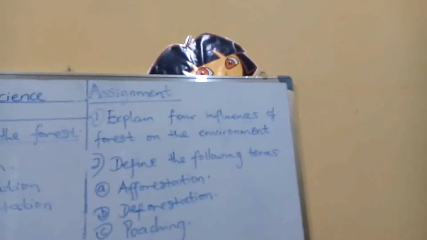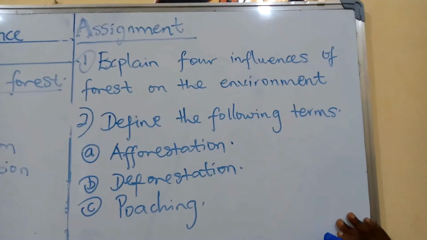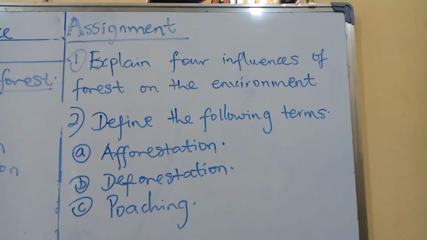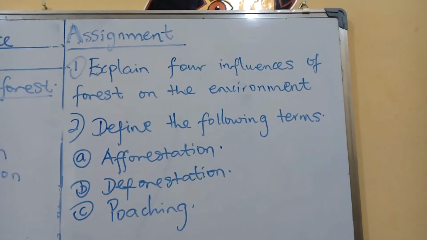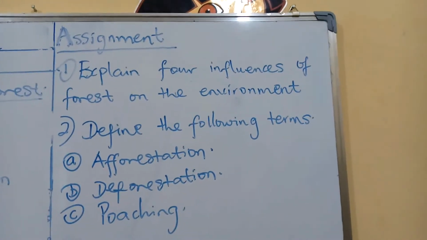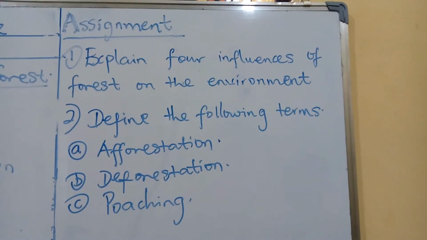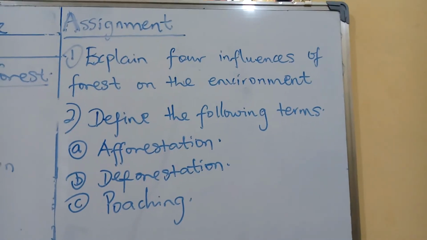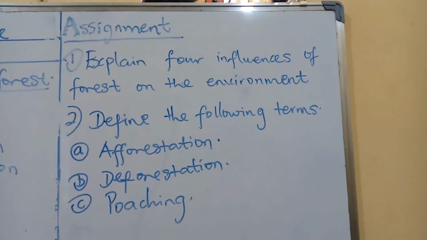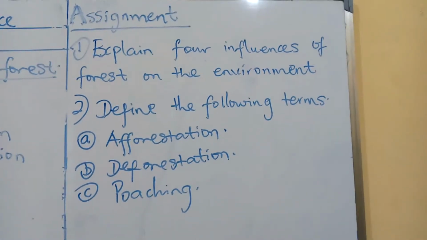Okay, now this assignment, something you have to do for me. Write it in your notebooks and bring it to school. Now you're going to explain 4 influences of forest on the environment. How does the forest affect the environment? Does it purify the air? When you go to the uses of forest, you see some of them to pick from there. Number 2, I have some terms here which you are going to define for me. Define the following terms. Number 1, A is afforestation, B, deforestation, and C is poaching.